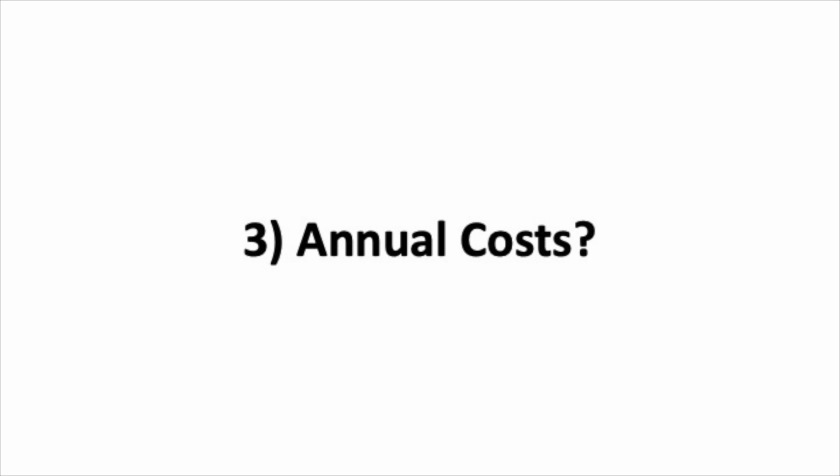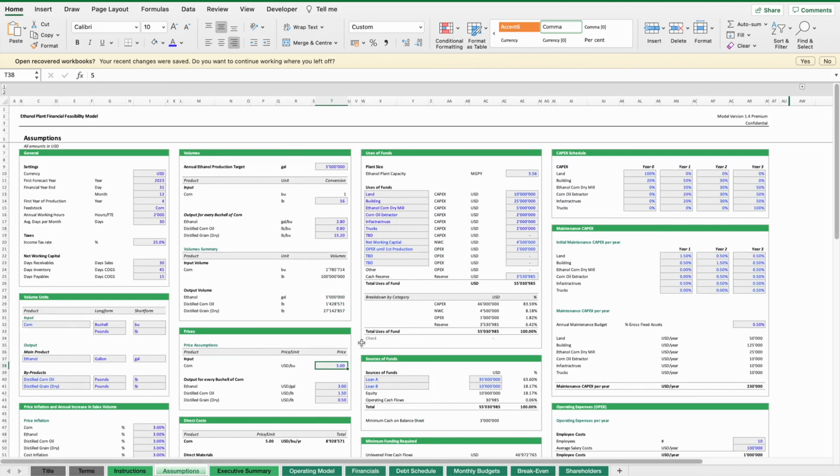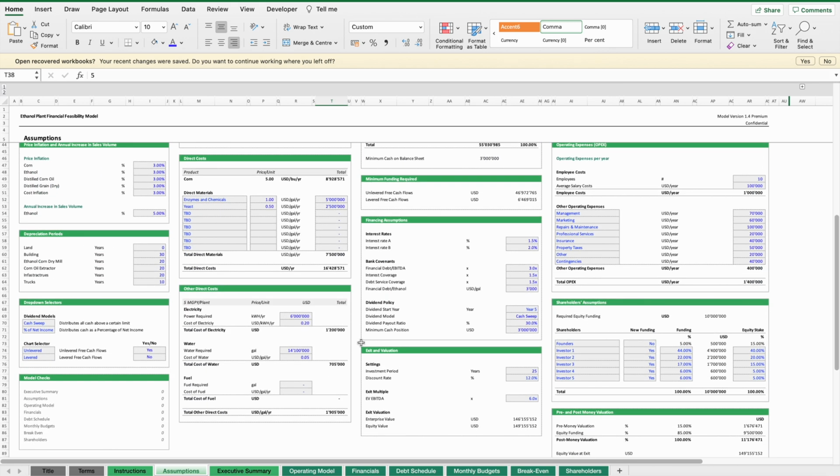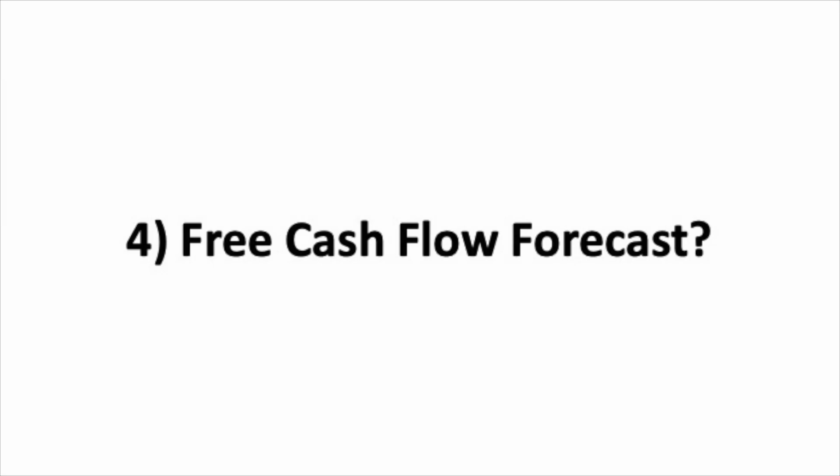Number three, annual costs. In order to answer this, we need to go through our expected costs. On the one side, we have direct costs. These mostly depend on volume, can be consumables, but also utility costs. And on the other hand, we will need to go through our operating expenses, also including the annual employee costs.